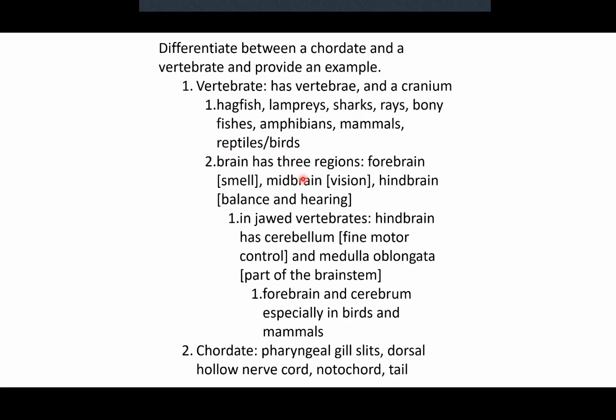The brain has three regions: the forebrain, controlling and interacting with your sense of smell. The midbrain goes with vision. The hindbrain goes with balance and hearing. This is a very simple breakdown for the brain.